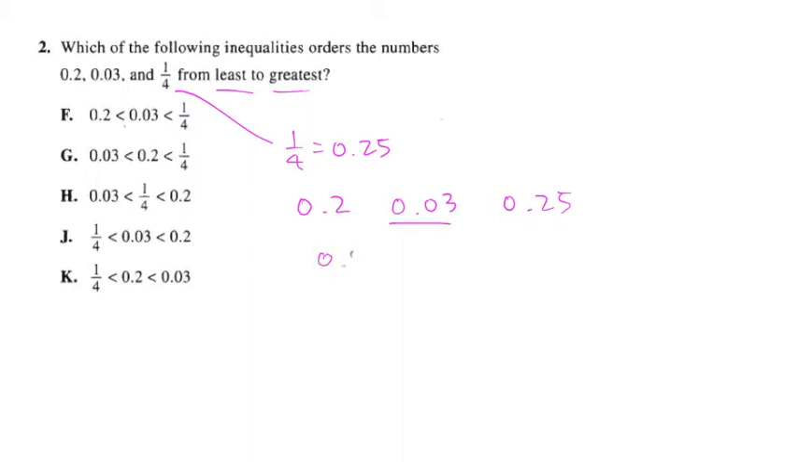This is going to be your smallest, and then 0.2, which is really 0.20. That's a 20, that's a 25. The 25 is going to be bigger. So that will be our order. The 1/4 is going to be last, and 0.03 is the smallest. G is our answer.